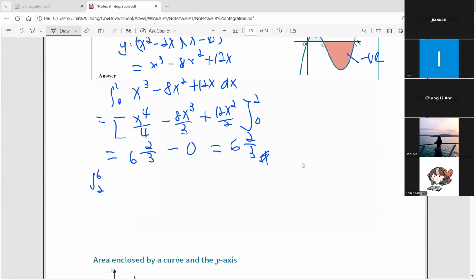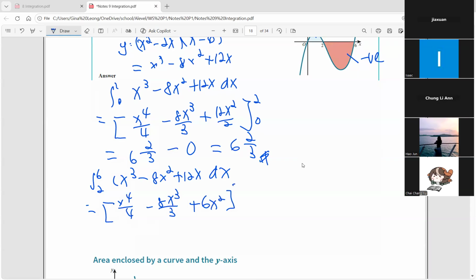6, 2. Same case, I integrate this one, dx. So the same thing again actually. X power 4 minus 4. This is 6, 2. When I press the calculator, this one I get negative 36 minus 6, 2 over 3. I will get negative 42, 2 over 3.